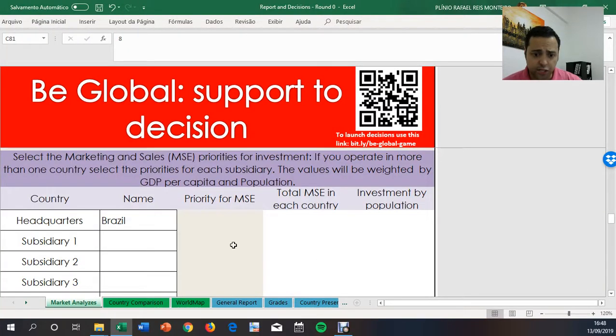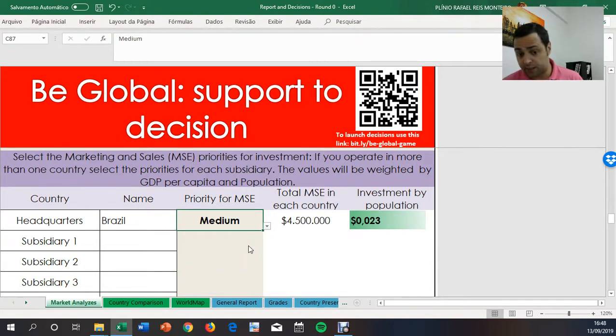And after that, you need to go here. Just put the priority for marketing sales expenses. It's not mandatory to have this decision right now. I will explain it to you in the second round of decisions, but I will put just medium here because it will make no difference for the first round. And then I can see the results.